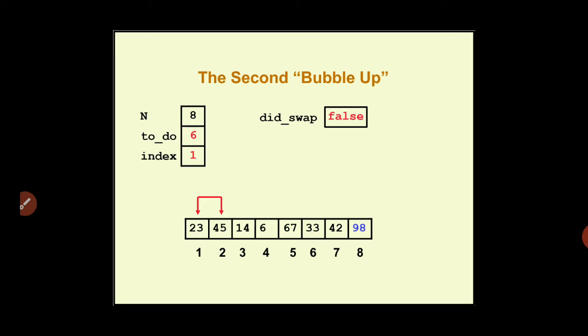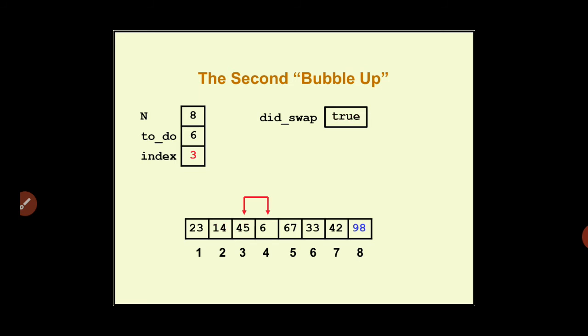Next is the second pass, where we start from this 6 and compare the elements. Index number 1 value is 23, and 23 and 45, 45 is greater, so this is not a swap, this is false, and no swapping is called here. Then the index number increases, index number is 2, and 45 and 14, 14 is less than 45, that means swap is called. This is easy to understand.